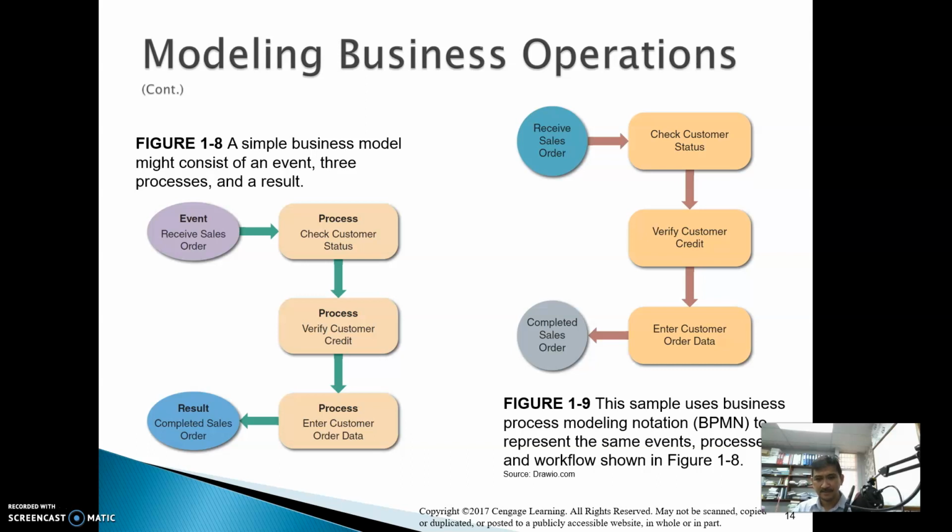Right. Next is where we process. We enter customer data into our system: name, customer, order data. Once we have approved the credit limit of the customer, finally the result is the completed sales order. Alright, so that's the business operation specifically for receive sales order.